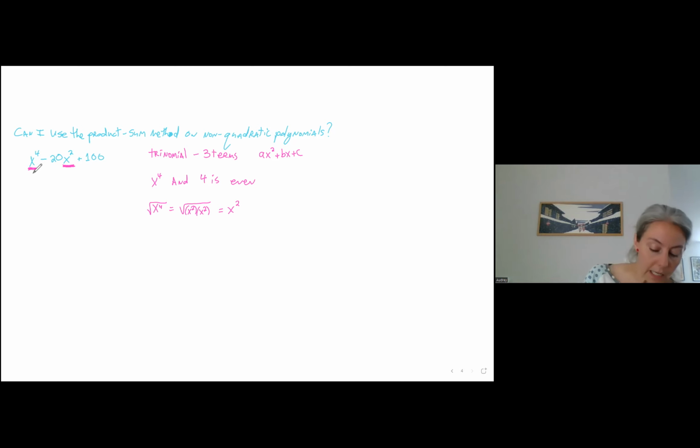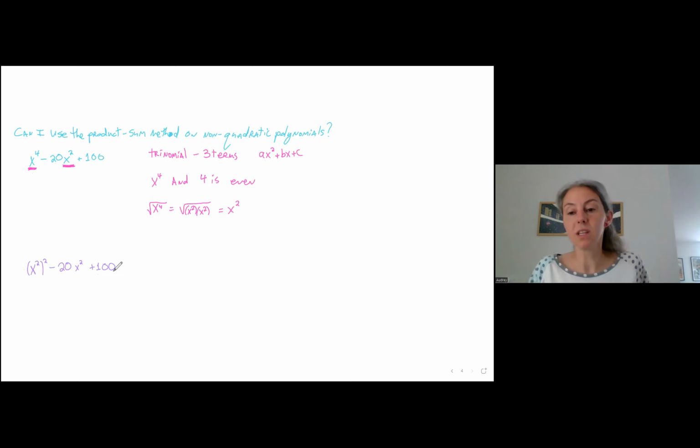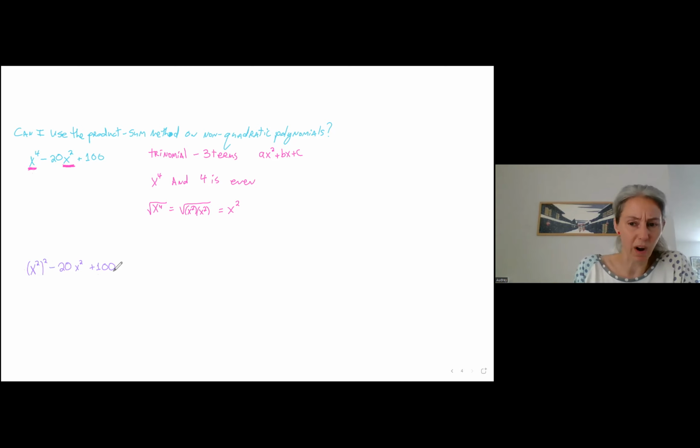this. The reason is that now I can actually write this as x squared, squared, minus 20x squared plus 100, and think of factoring this into 2 quadratic polynomials instead of into 2 linear polynomials. So in other words, we're just treating that x squared as if it's the x. So we're looking for 2 numbers whose product is 100. So we want m times n is equal to 100. And then we want m plus n to equal minus 20.